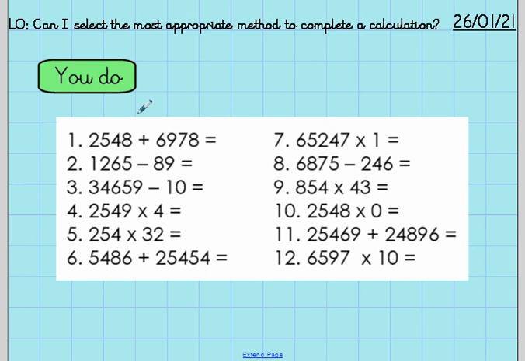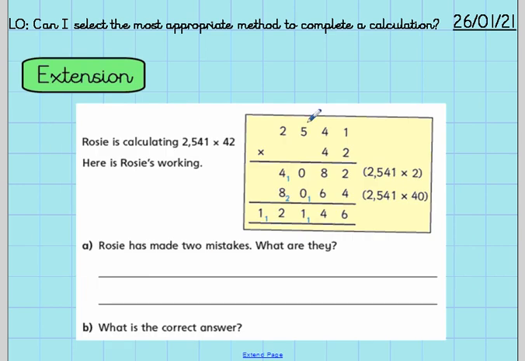If you get through these and you're looking for a challenge, a bit of an extension, here is somebody's workings out, Rosie. Now she's made some mistakes. She's made 2 mistakes. What I want you to do is find those mistakes for me and then think about the correct answer. Okay, what should that answer be?